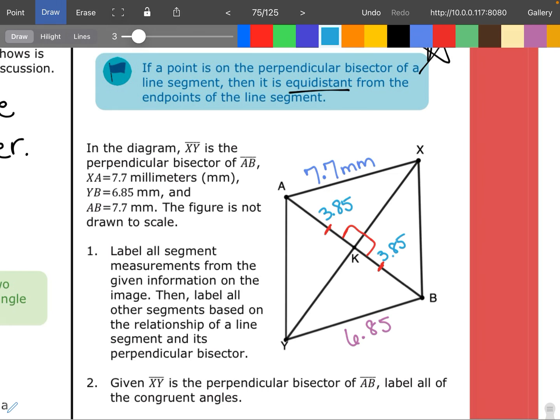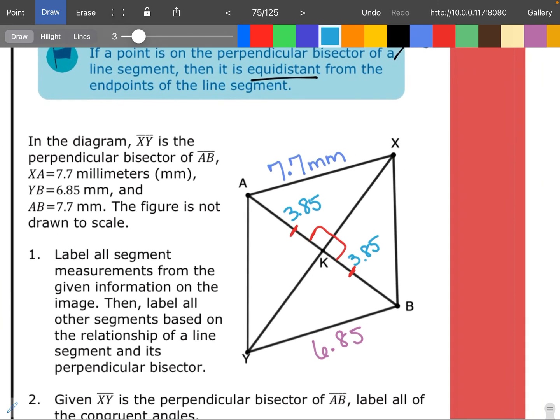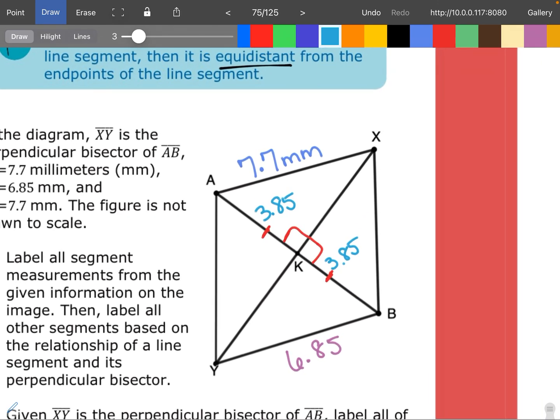All right, number 1 says label all segment measurements from the given information on the image. Okay, let's do that. Okay, we've done that. Then label all the other segments based on the relationship of a line segment and its perpendicular bisector. Okay, so think about the patty paper. If you were to fold this along segment YX, then AX is going to map on top of BX.